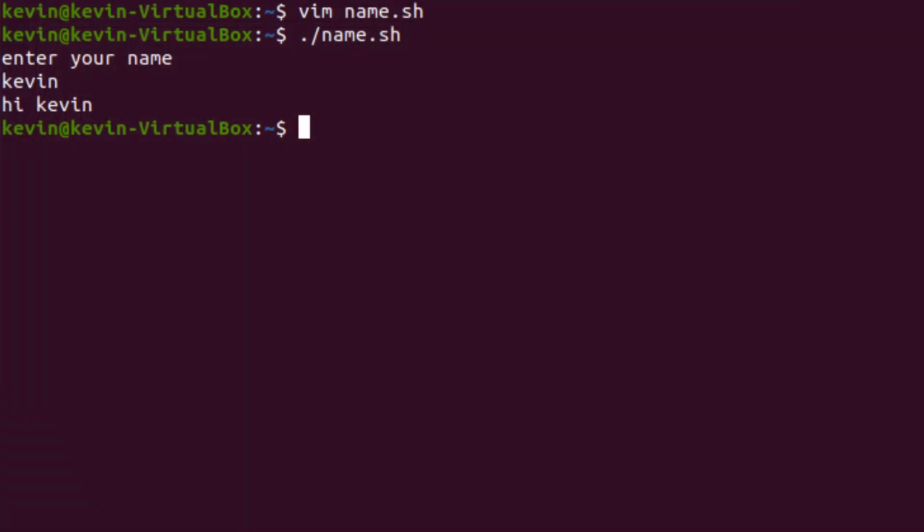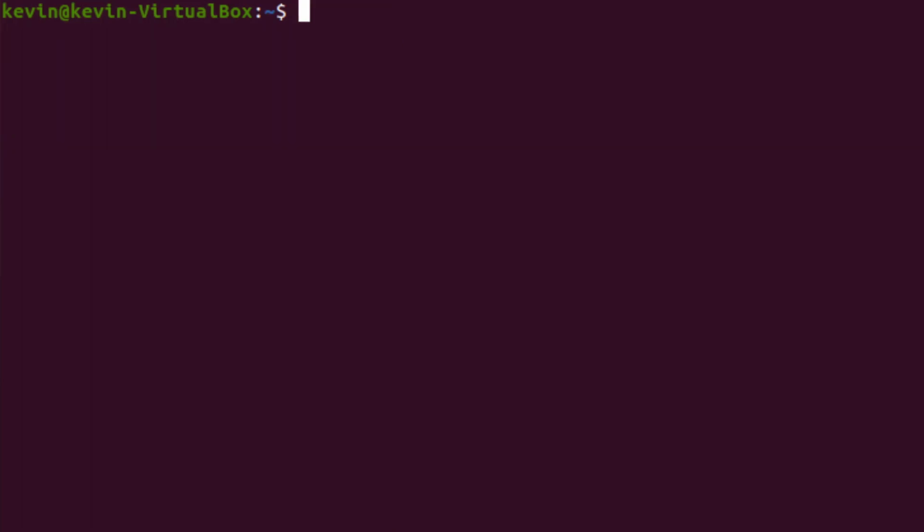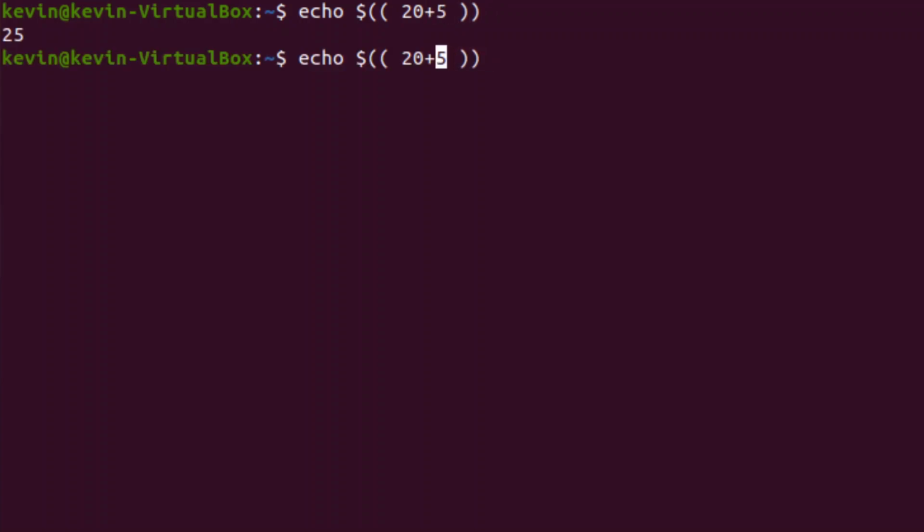When we are using arithmetic expressions, we want to make sure that we encapsulate it inside a dollar sign and two double parentheses. So echo dollar sign, double parentheses. That's how it knows that it's using arithmetic. And we do 20 plus 5, double parentheses. There you go, 25. I can do a minus. So 20 minus 5, 15.